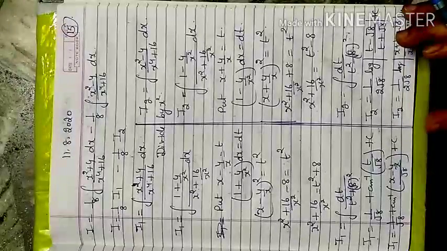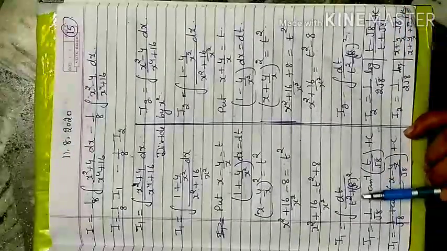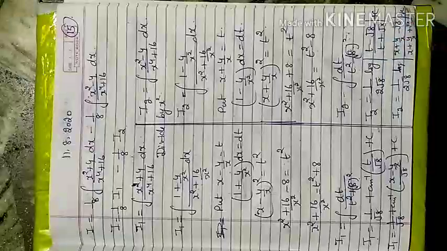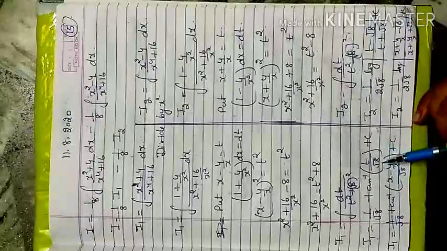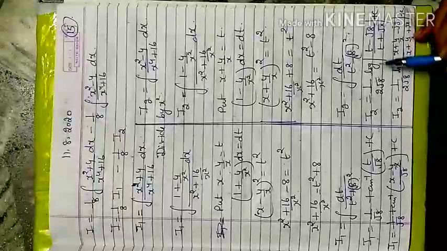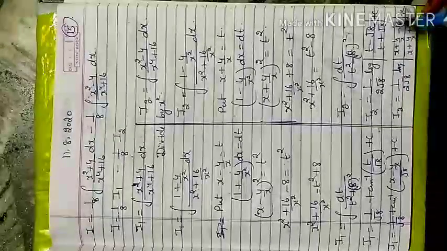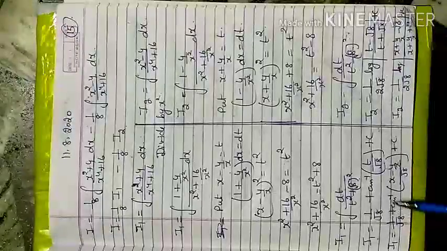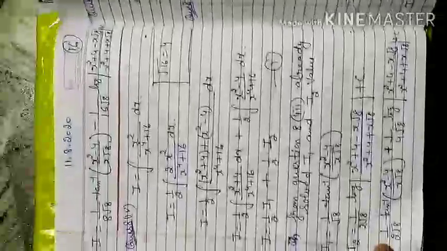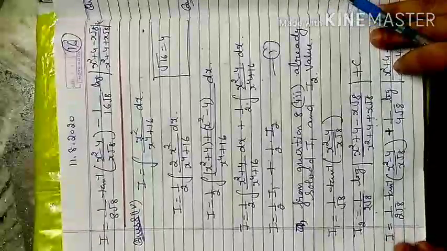Due to the positive and negative signs, we use different formulas. Here the x square plus a square formula, here the x square minus a square formula. So 1 by root 8 tan inverse t by root 8, then 1 by 2 root 8 log of (t minus root 8) by (t plus root 8). Now replace t back to x form, and after that merge I1 and I2 values in place of I. So that is your required answer when you merge the values.